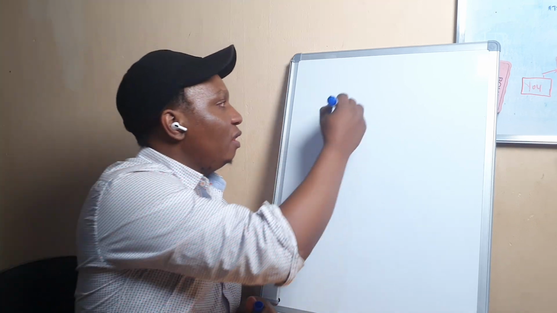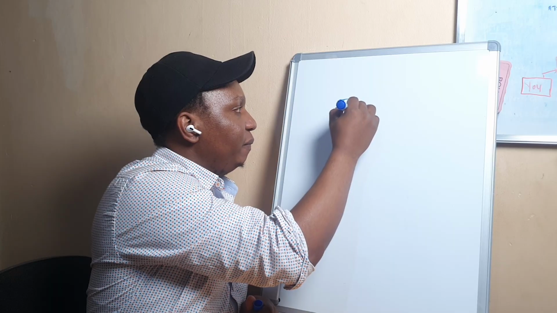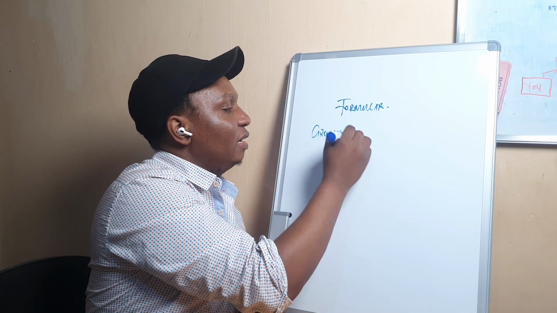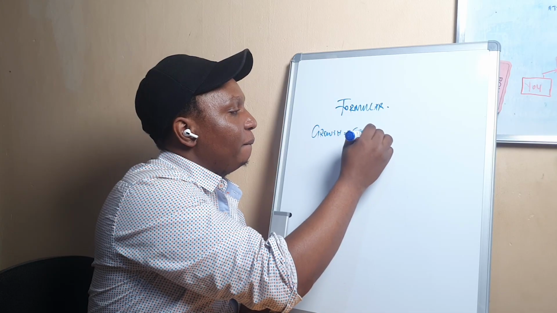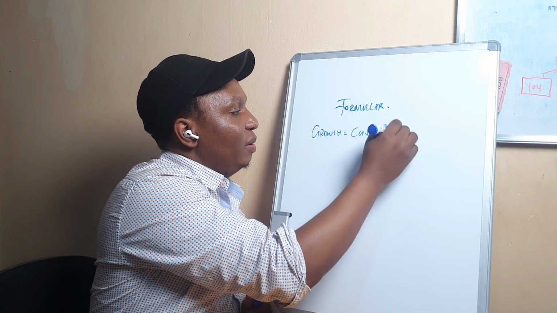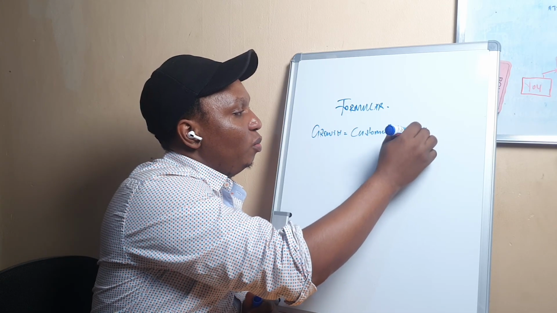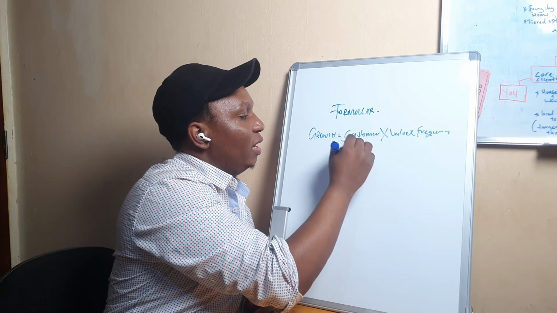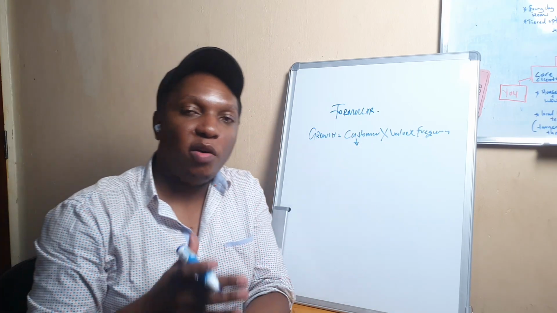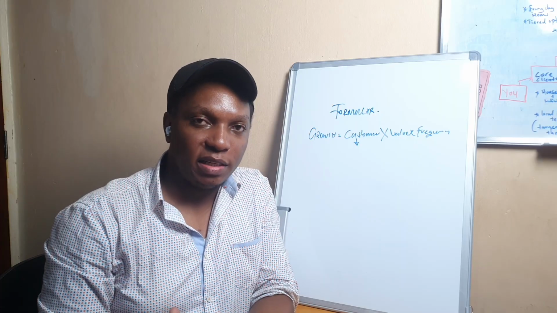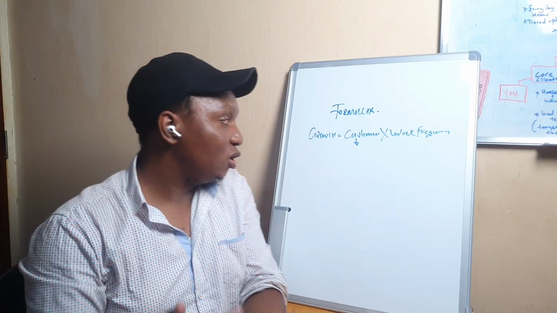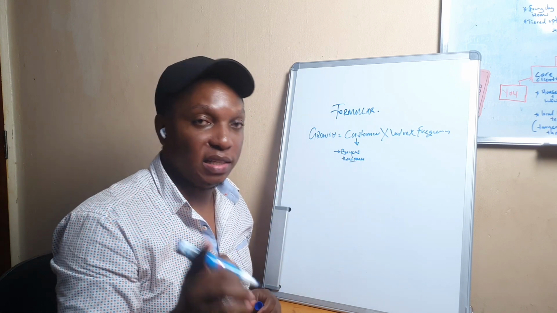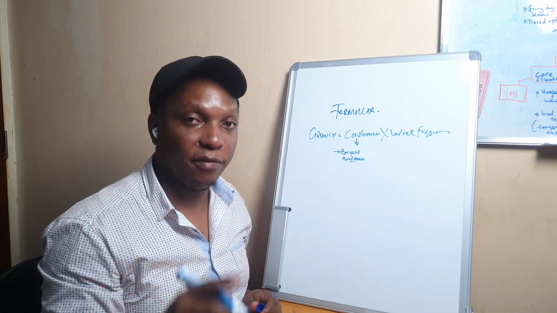The formula we are going to talk about here is the business growth formula. And this is customer multiplied by value multiplied by frequency. Looking at customer, these are the number of people that come to your business to make a purchase. In simple terms, these are buyers that come to buy stuff from your business.